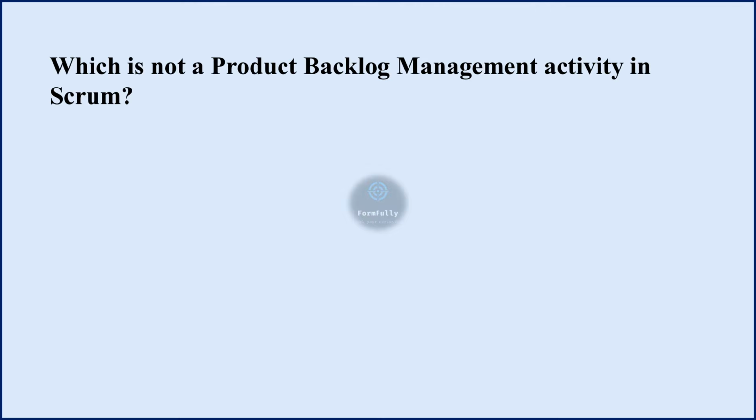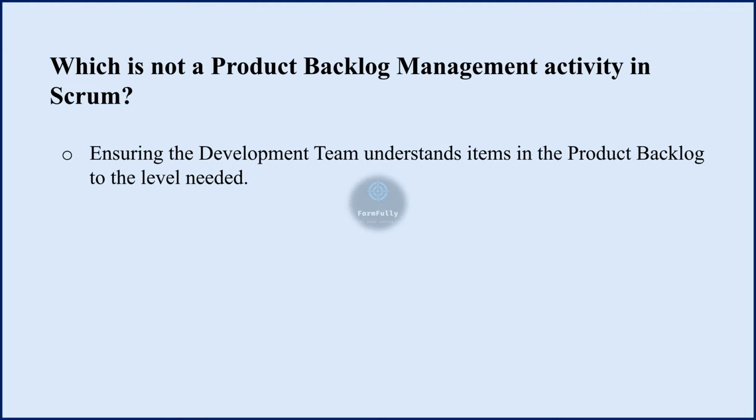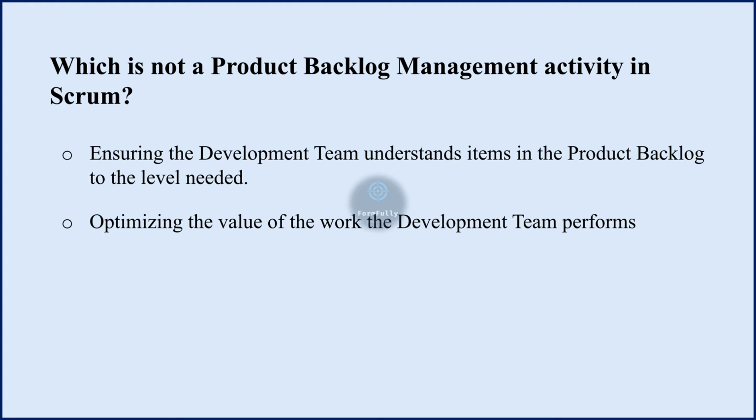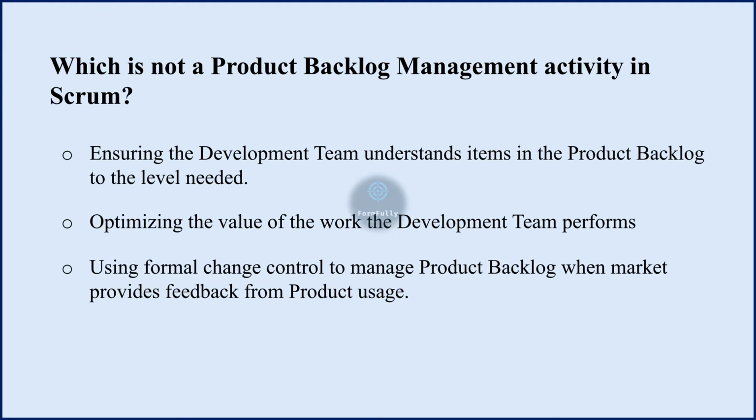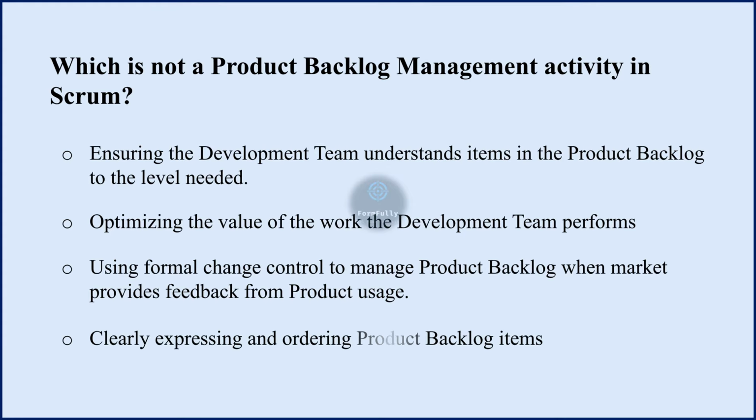Next question. Which is not a product backlog management activity in Scrum? Options are: Option 1, ensuring the development team understands items in the product backlog to the level needed. Second option, optimizing the value of the work the development team performs. Third option, using formal change control to manage the product backlog when the market provides feedback from product usage. Option 4, clearly expressing and ordering product backlog items. And the third option is the correct option, which is not a product backlog management activity in Scrum. The other three options are indeed product backlog management activities.